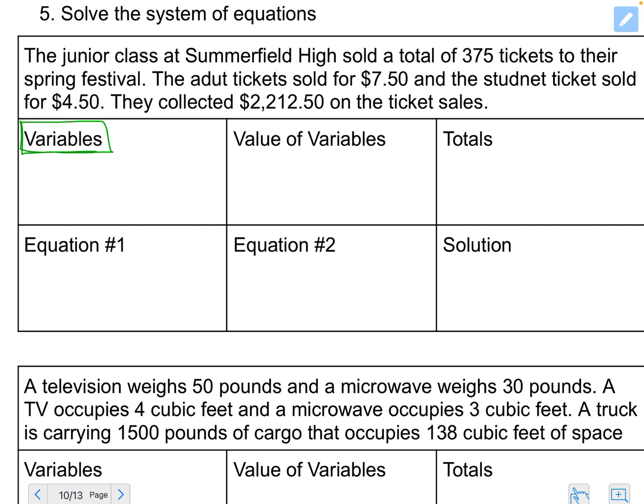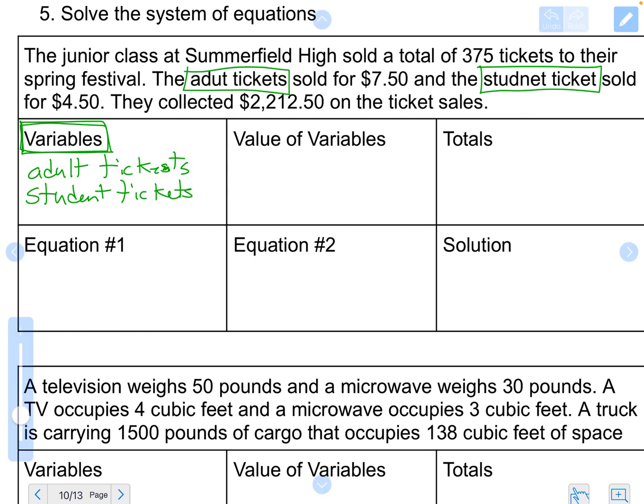our variables. What two things are going on in the problem? And so the two things there are adult tickets and student tickets. So adult tickets, and then we have student tickets. Oh, I definitely spelled that wrong.